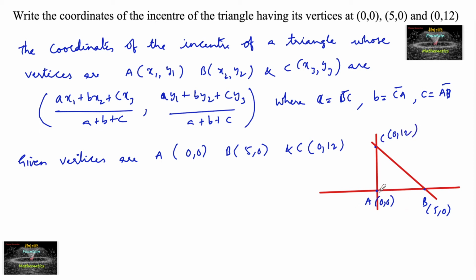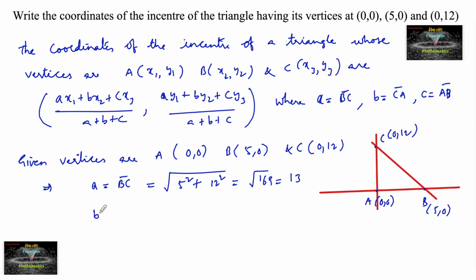So easily we can say that a is equal to the side length BC. BC is the distance between B and C: (5 minus 0) whole square, that is 5 square, plus (0 minus 12) whole square, that is 12 square. 144 plus 25 is 169. Square root of 169 is 13 units. The length of a is 13 units.